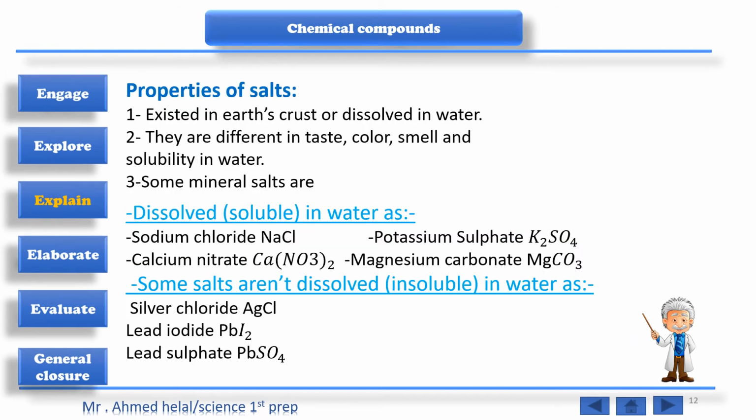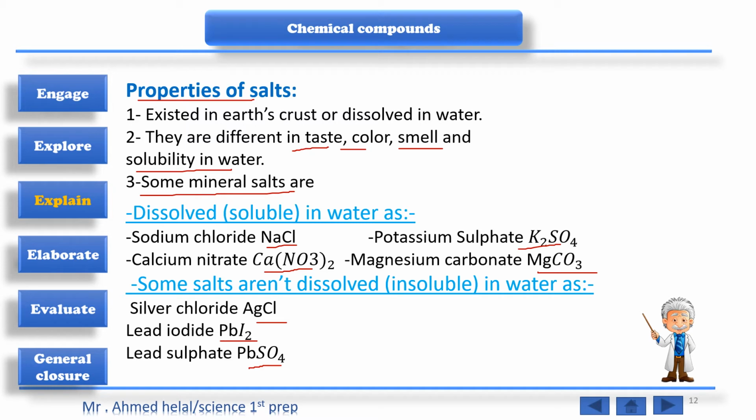And now we will talk about the properties of salts that exist in Earth's crust or dissolved in water. They are different in taste, color, smell, and solubility in water. Some mineral salts are dissolved or soluble in water, like sodium chloride, calcium nitrate, potassium sulfate, and magnesium carbonate. And some salts aren't dissolved or insoluble in water, as silver chloride and lead iodide and lead sulfate.